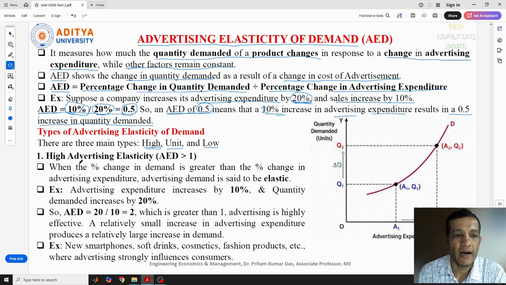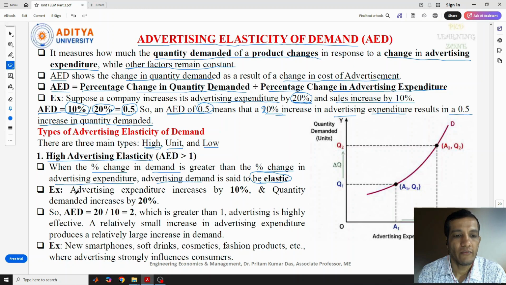The first one is high advertising elasticity of demand. In this case the value of AED should be greater than 1. Then we consider this a high advertising elasticity. Here the percentage change in demand is greater than the percentage change in advertising expenditure, because demand is in the numerator and expenditure in the denominator, so the ratio is greater than one, and advertising demand is said to be elastic.